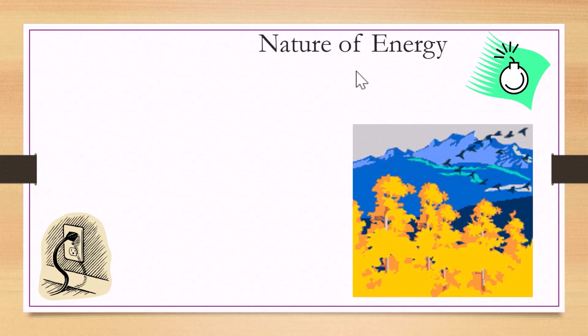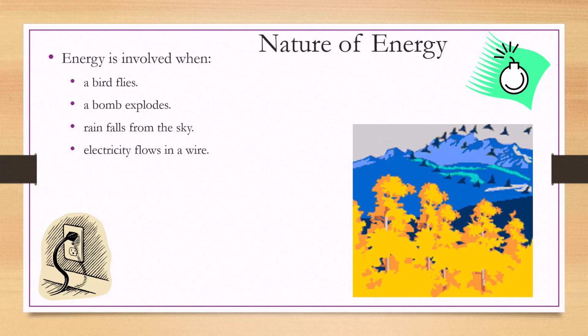Energy plays a central and key role in chemistry. Energy is involved when a bird flies, a bomb explodes, rain falls from the sky, and when electricity flows through a wire.